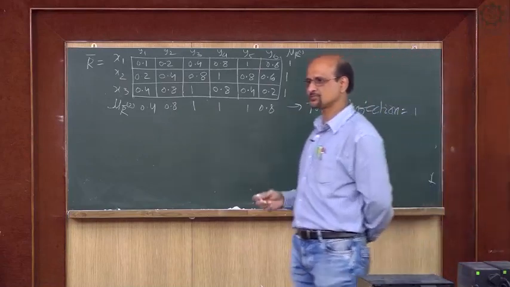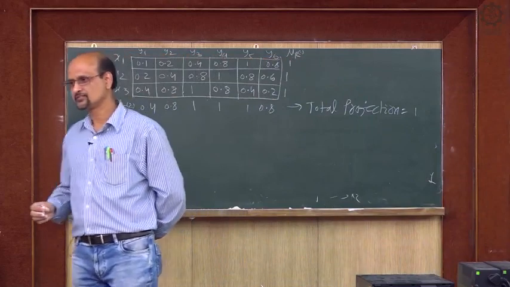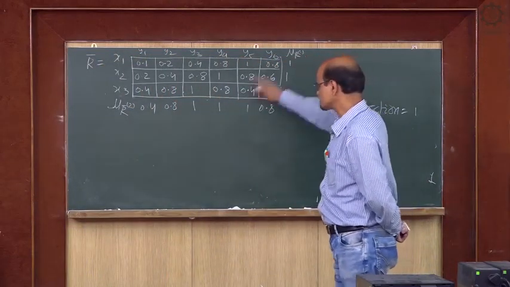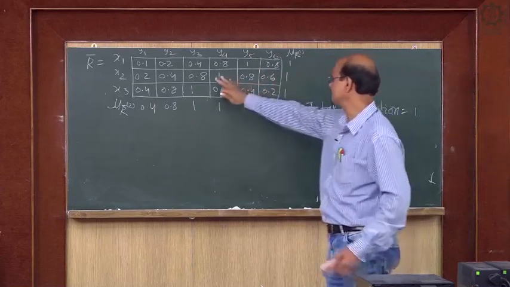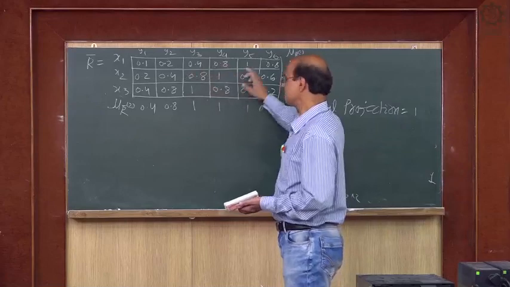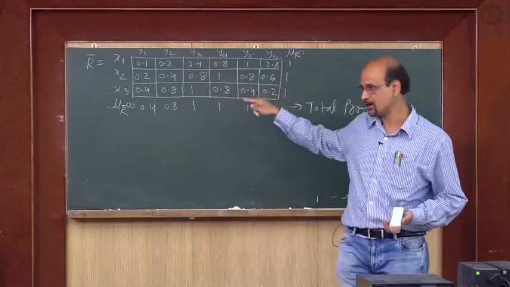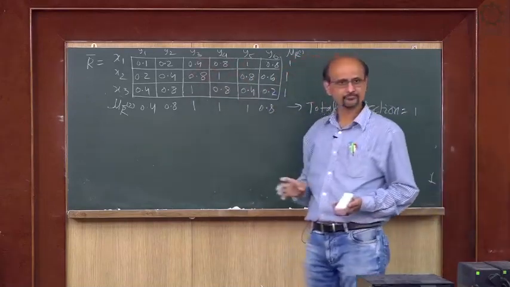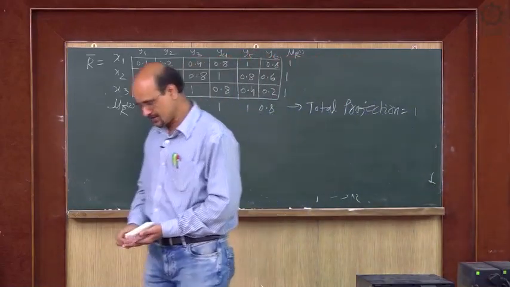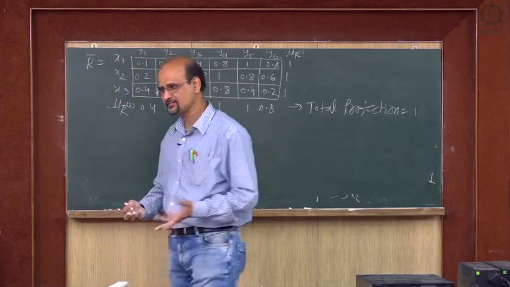So, this is your total projection. In this way, I can find first projection, second projection and total projection for any relations given. By chance, here it is coming 1. It depends upon what the membership values are in the relation. Very easy. So, now let us take relation and find intersection and union.